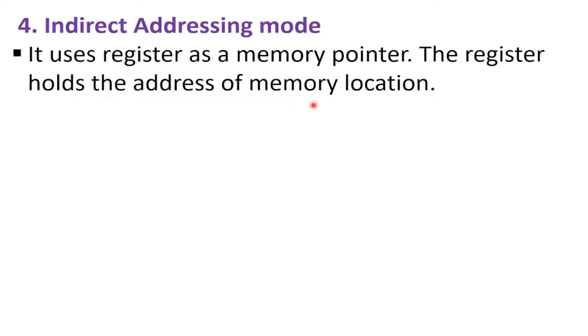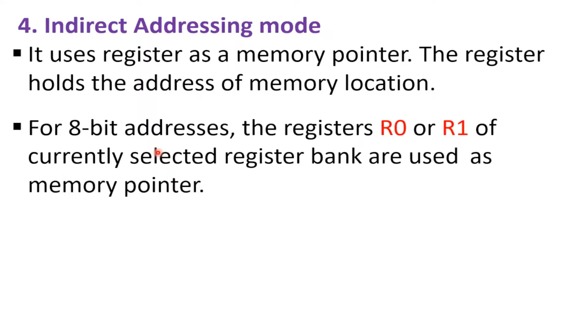The register holds the address of the memory location. Which memory location we want to access, the address of that memory location is stored in a register, and that register is mentioned in the instruction. The address is not mentioned in the instruction. For 8-bit addresses, if you want to deal with internal RAM, then registers R0 or R1 of the currently selected register bank are used, because R0, R1 exist in all 4 register banks, but only those two registers of the currently selected bank are allowed to be used as memory pointers. You cannot use R2, R3, R4, R5, R6 or R7 as a memory pointer. Remember this, only R0 or R1 are allowed to be used as a memory pointer.